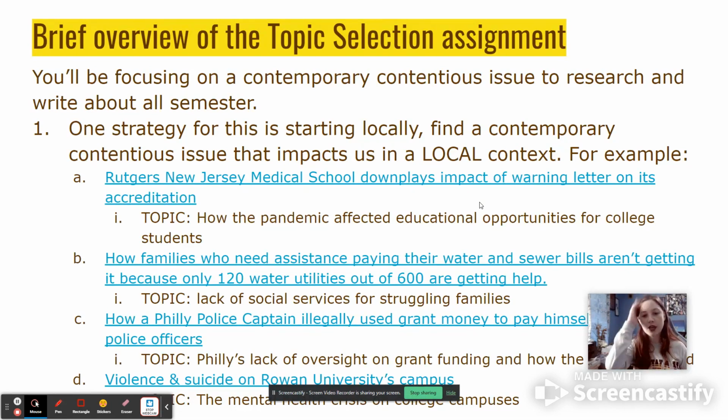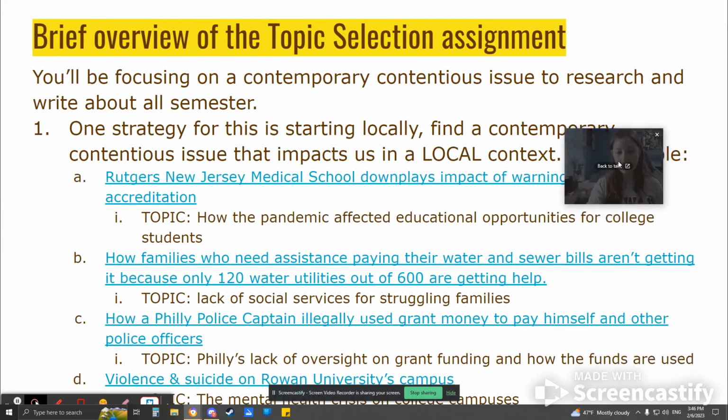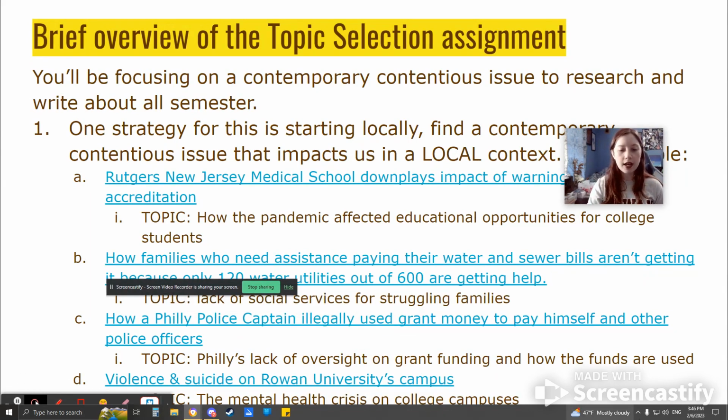How families who need assistance paying their water and sewer bills aren't getting it because only a few water utilities are giving help. So that could be lack of social services for struggling families. Philly's lack of oversight on grant funding. This is a recent thing where it seems like he had a good idea, but then he used a lot of the funding to pay himself, which is not what you're allowed to do. And then violence and suicide on Rowan University's campus. They could just be mental health crises and not enough resources on college campuses in general. All right, so those are some examples.